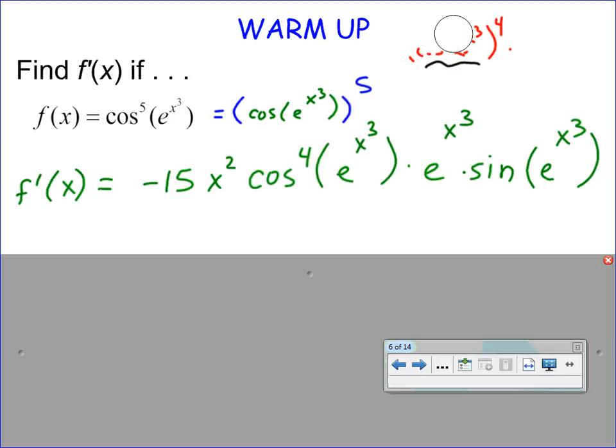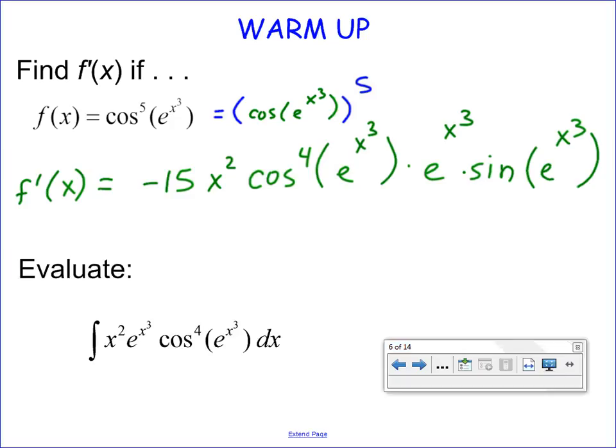All right. Get rid of that nasty e messing up our PDF. So, what's up? Well, today we're going backwards. Today we're going to evaluate the indefinite integral of x squared e to the x cubed cosine to the fourth of e to the x cubed with respect to x. Notice the lack of limits on my integral symbol. That means this is an indefinite integral, an antiderivative. So I'm trying to find an antiderivative function such that when differentiated produces that.